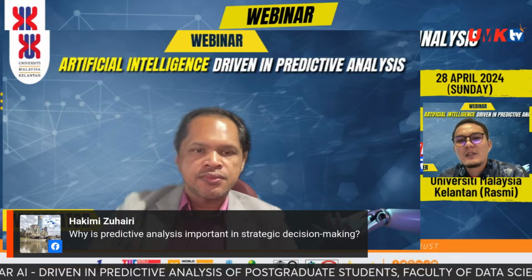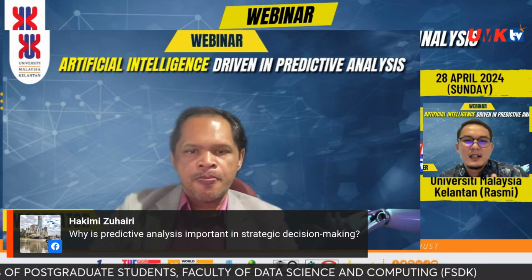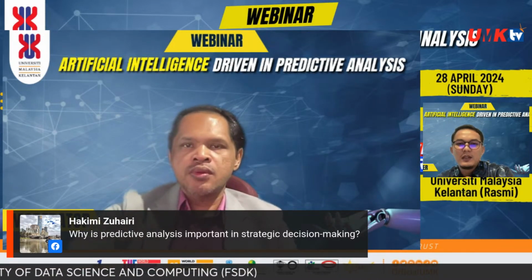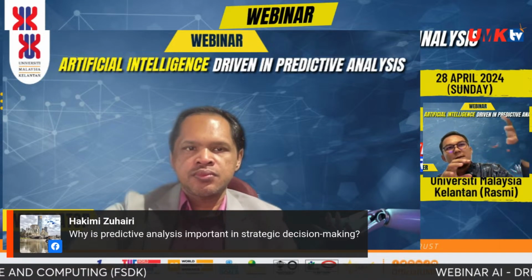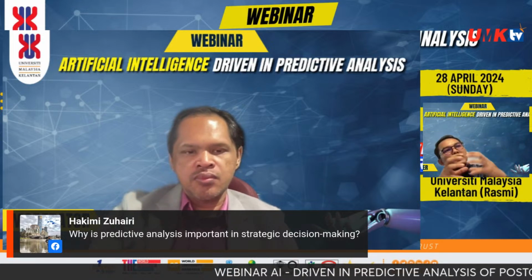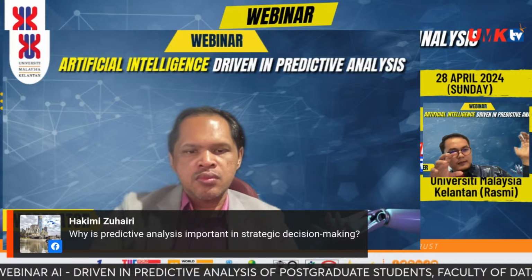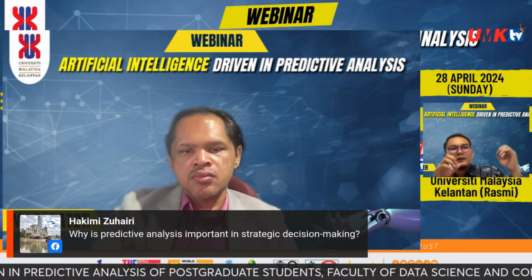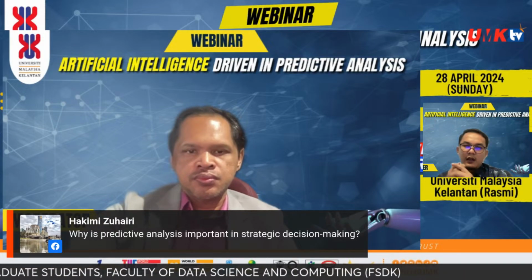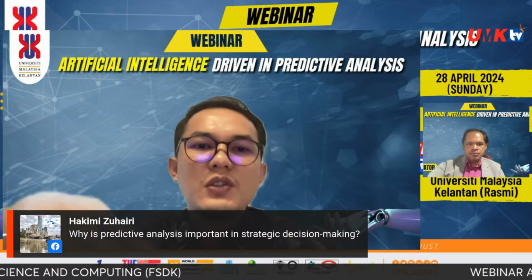My answer is because the more important thing in strategic decision making is that we can anticipate the future trend with the trends that have happened before. We can collect data, we can use machine learning to predict what will happen in the future.